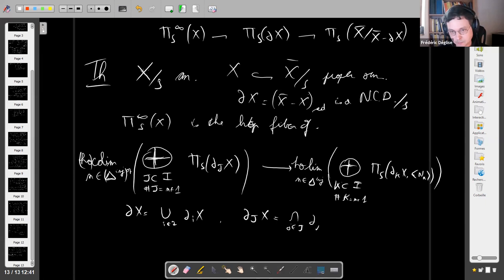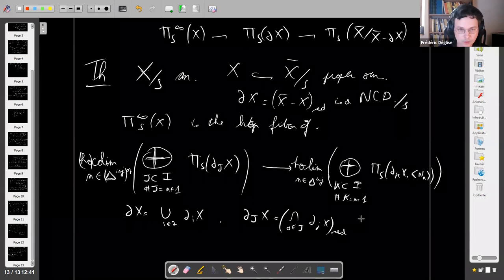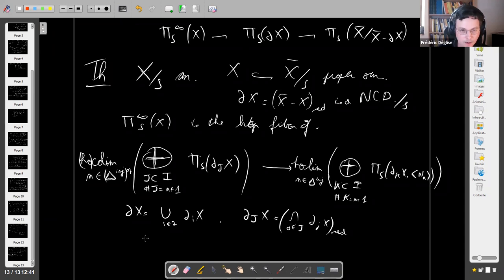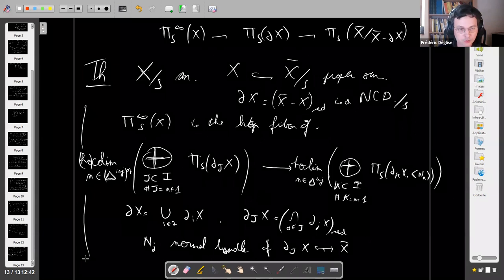Take the reduced thing, to avoid things also. And then I_J is the normal bundle of the immersion of the J-F intersection in X bar. Okay, so it's maybe more understandable. It's easier to grasp this thing with a picture that I will draw later.